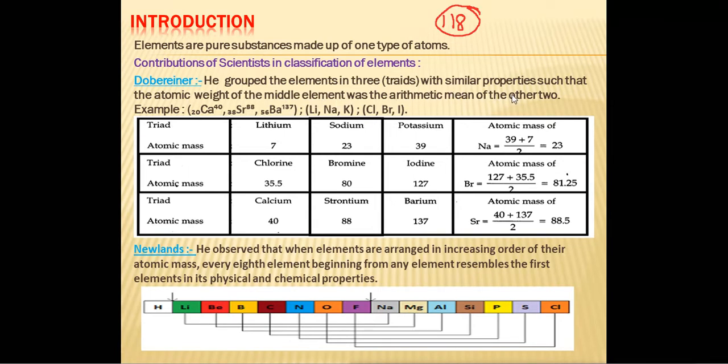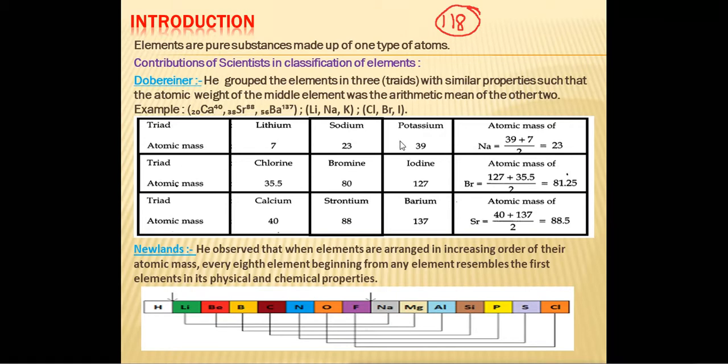Means he grouped only three elements together, and those three elements have similar properties. And the next thing he said is that the atomic weight of the middle element, means the element which is in the center among the three, the second element, will be the average of the atomic weights of the other two.